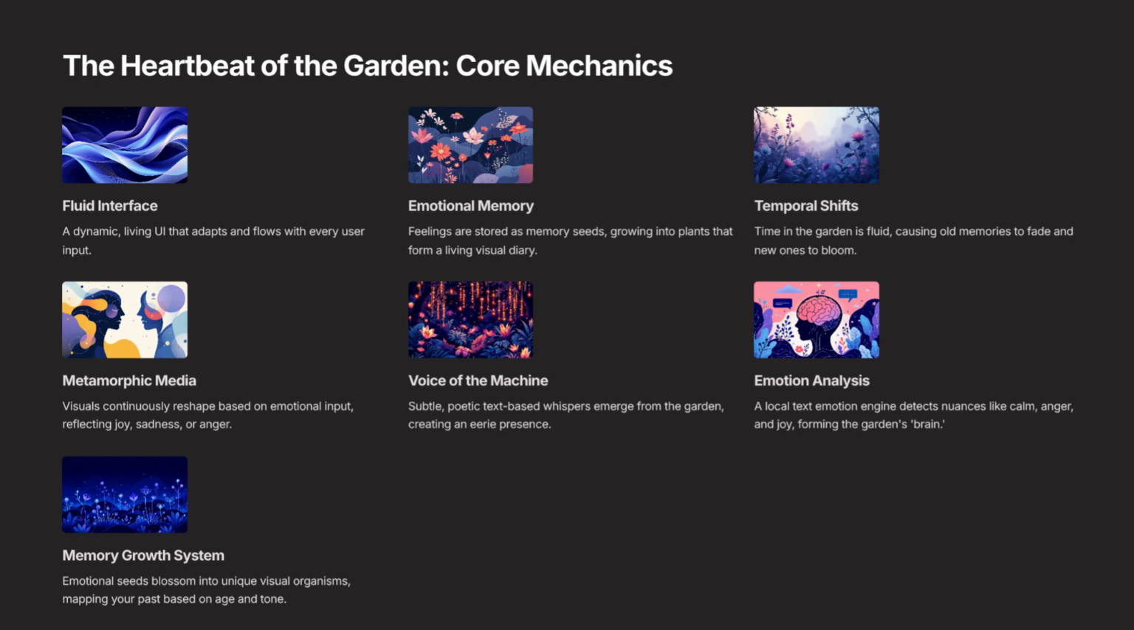Emotion analysis. Instead of heavy AI or voice processing, the garden uses a lightweight text-based emotion engine. It detects emotional cues: calm, angry, lonely, joyful, nostalgic, and lets these guide the garden's transformation. Memory growth system. Each emotional seed grows into a unique organism: a floating orb, a glowing vine, a drifting petal, or a tiny lantern. Over time, the garden becomes a living map of the user's emotional past.